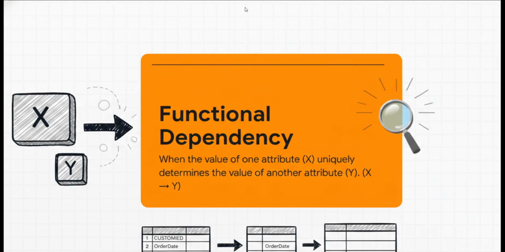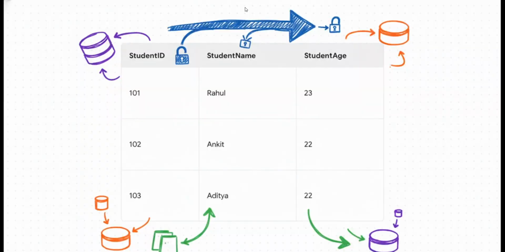We write it with that little arrow. X determines Y. For example, in this simple student table, a student ID uniquely determines their name, right? It also uniquely determines their age. You just can't have two different names for the same student ID. That's a functional dependency in action.